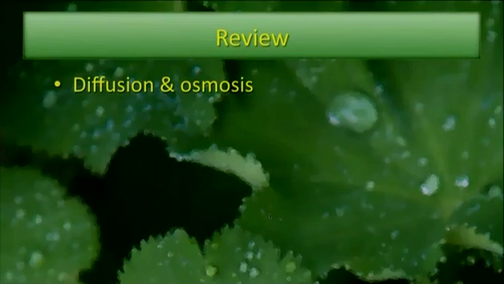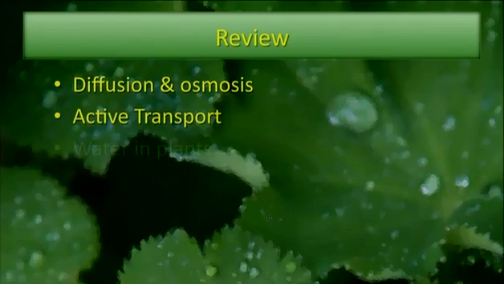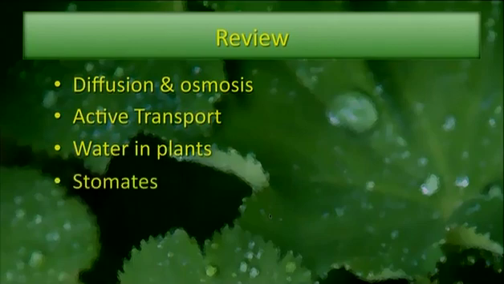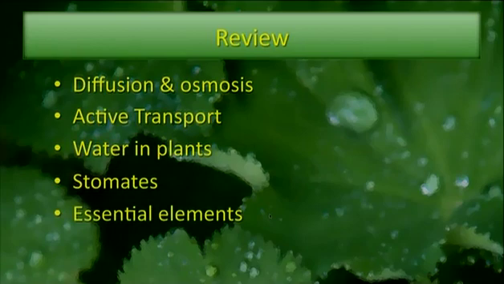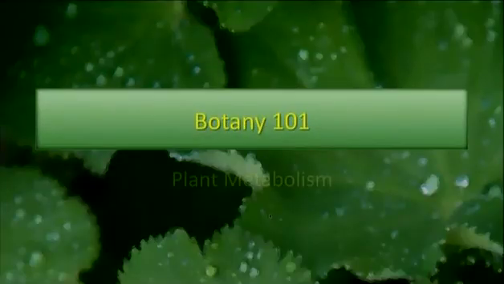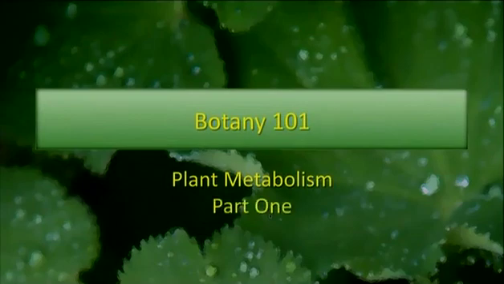Okay, so what we did is we did diffusion and osmosis. We just talked about active transport briefly. We talked about water in plants in a little bit more depth. We talked about stomates, and we talked about essential elements. So what we're going to do now is leave this subject of water in plants, and continue in terms of plant metabolism. So this is going to be plant metabolism, part 1.